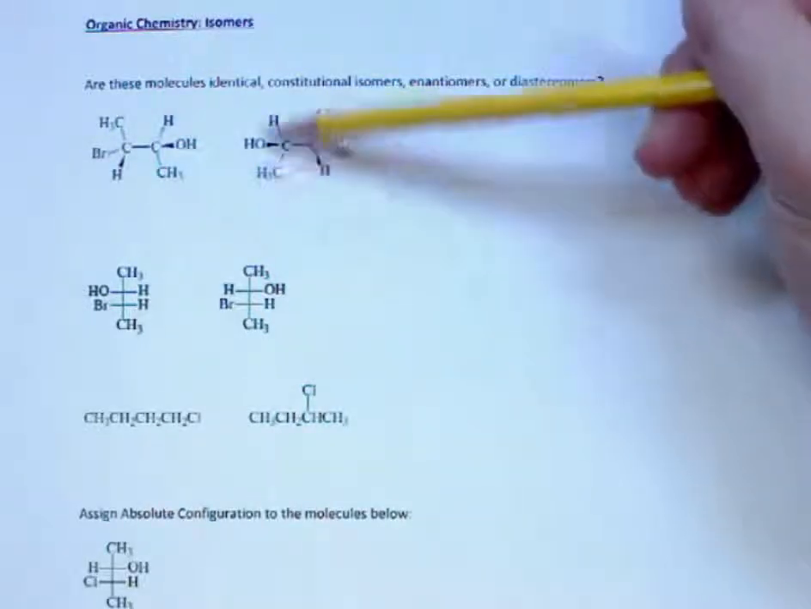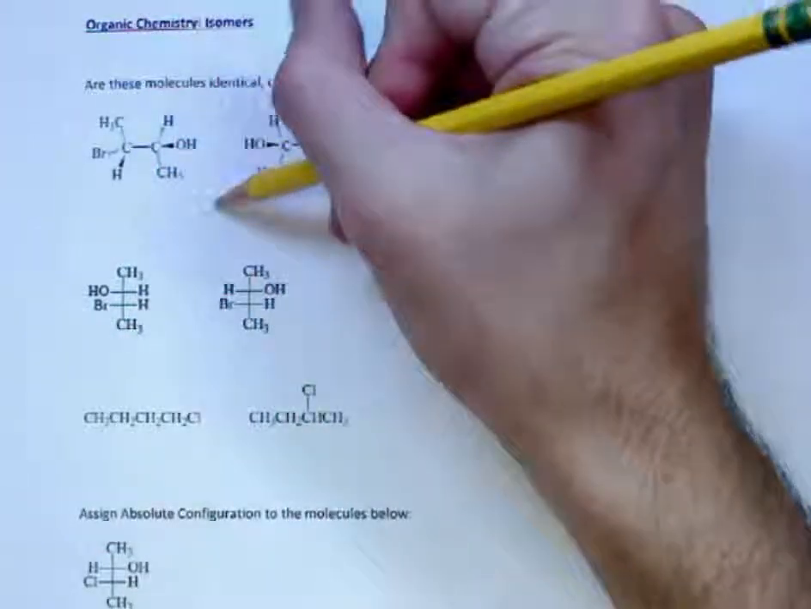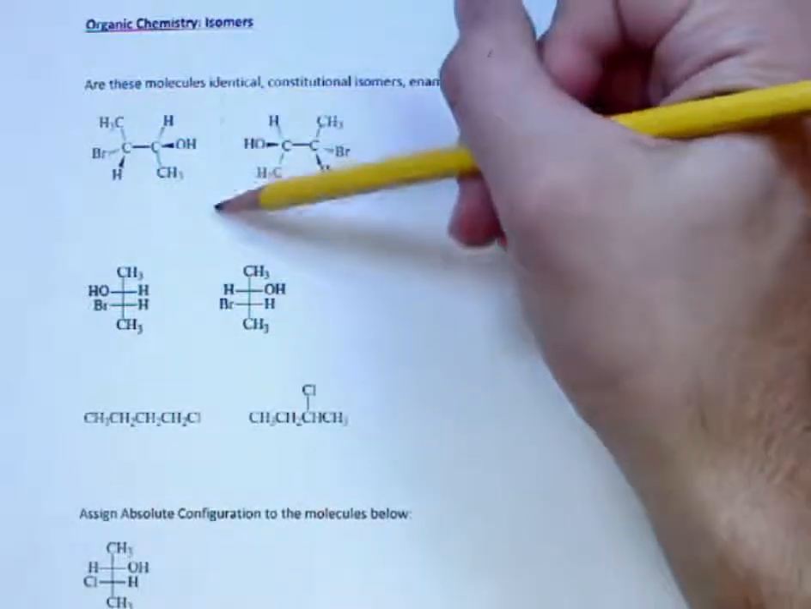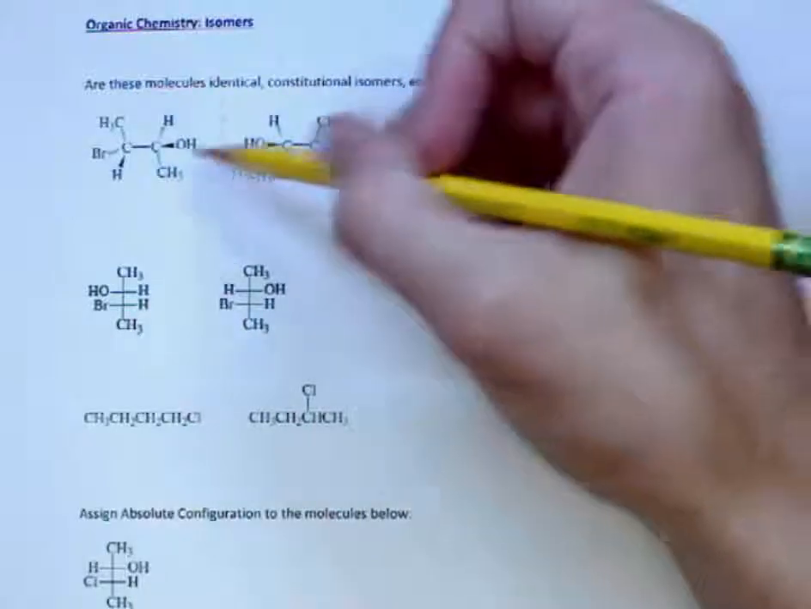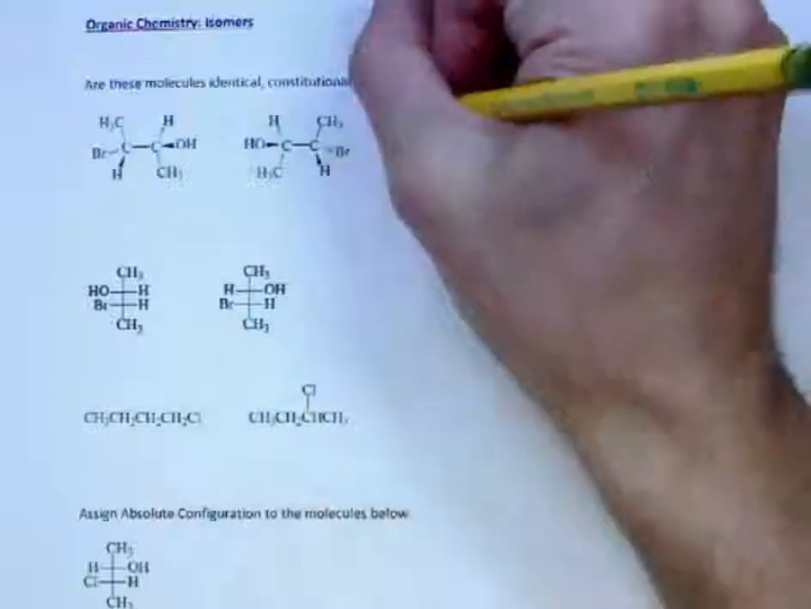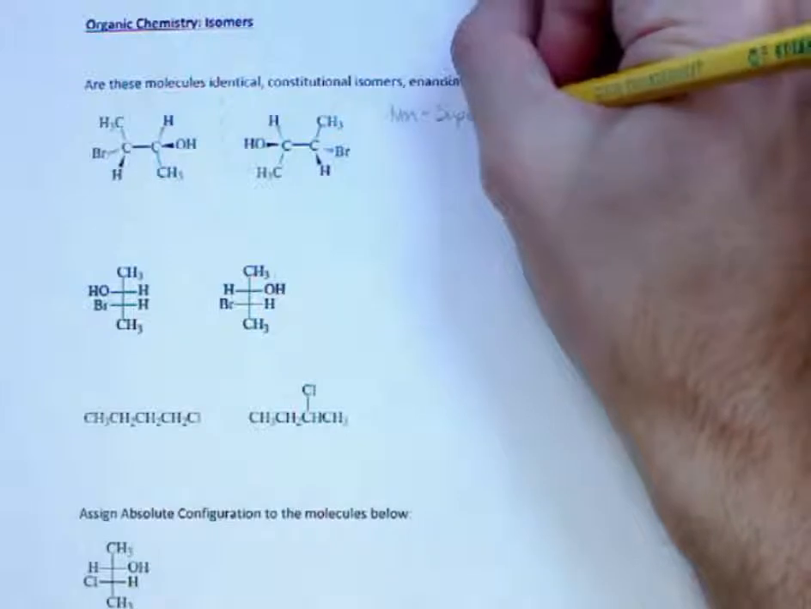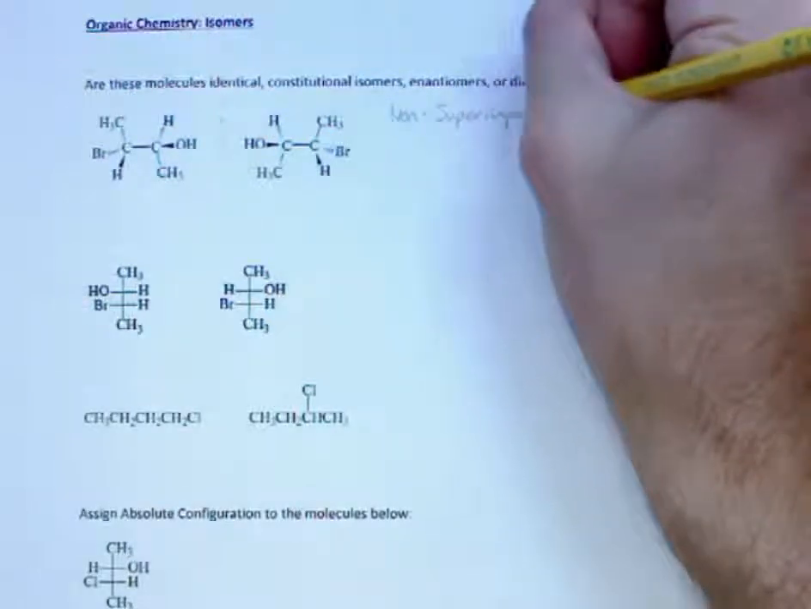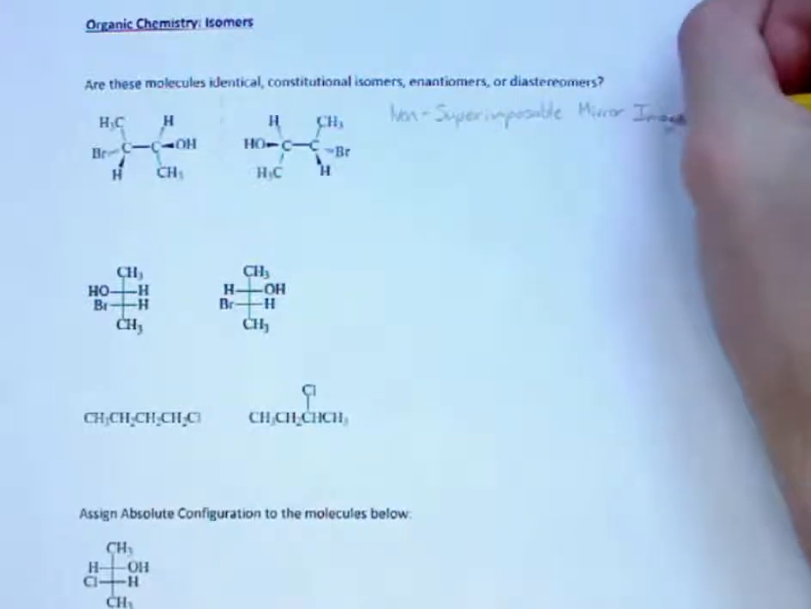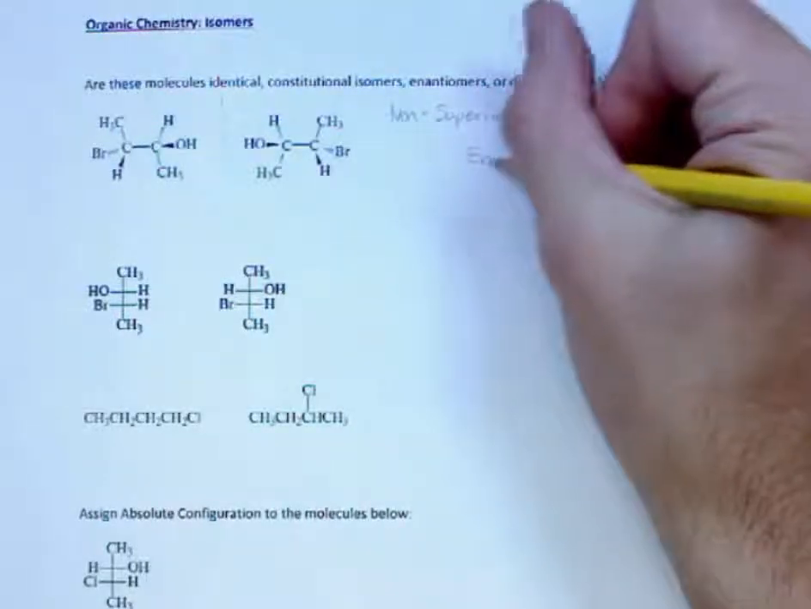So when we look here, we have the same thing, only if we draw a line here and we treat this like a mirror, you can see that these are going to be mirror images of one another. Specifically, non-superimposable mirror images. And this means that they are going to be enantiomers.